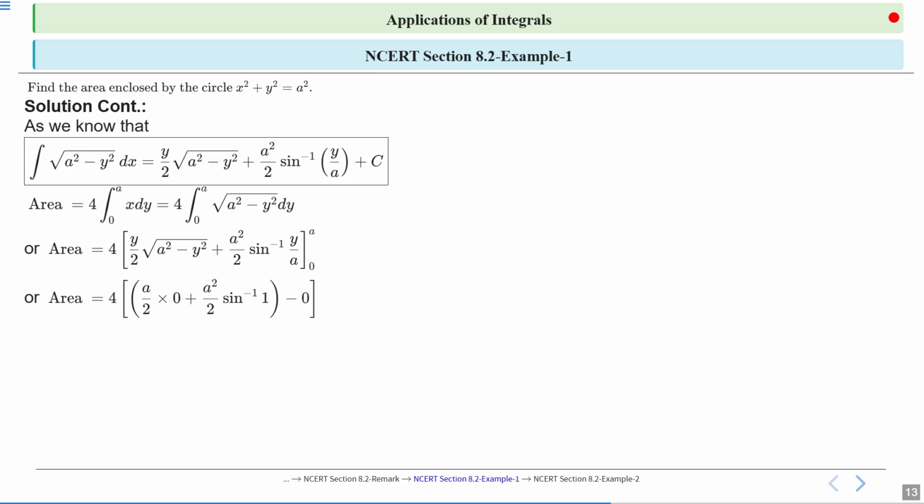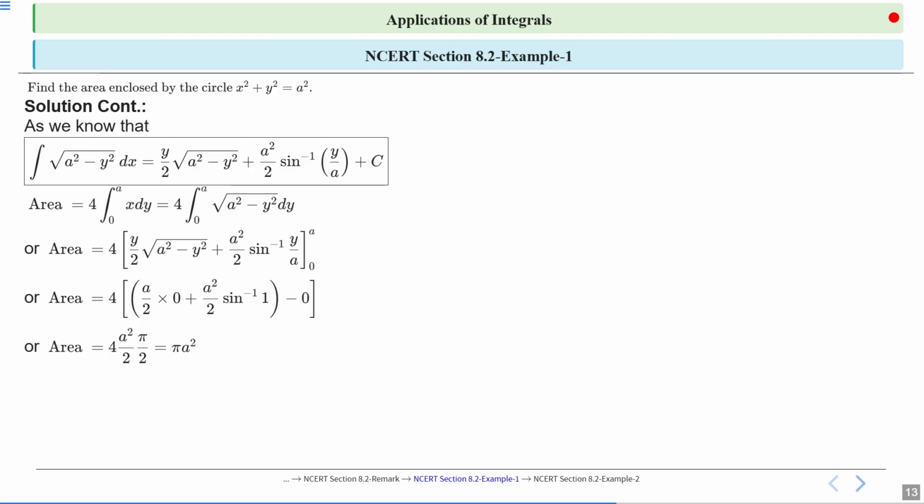So a/2 into (a² − a²) becomes 0, plus a²/2 sin⁻¹(a/a), that is 1, and then minus, and now put y equal to 0. When we put y equal to 0, we get 0. So when we simplify, we get 4 × a²/2 × π/2, that is πa².